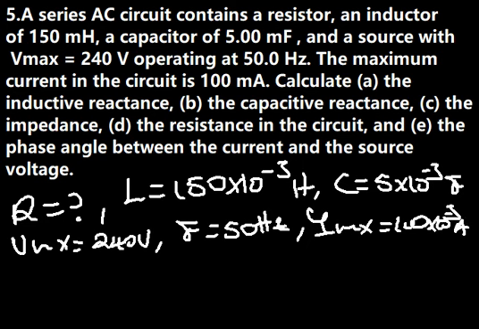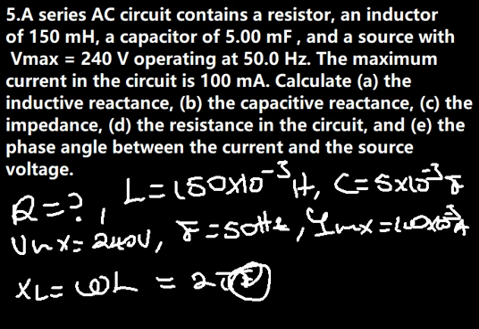The first question says that we should calculate the inductive reactance, that is XL equal to omega times the inductance. The omega is calculated as 2 pi f. Since we have the frequency, we'll be able to get the XL there. So that's how we'll get the first part of the question.